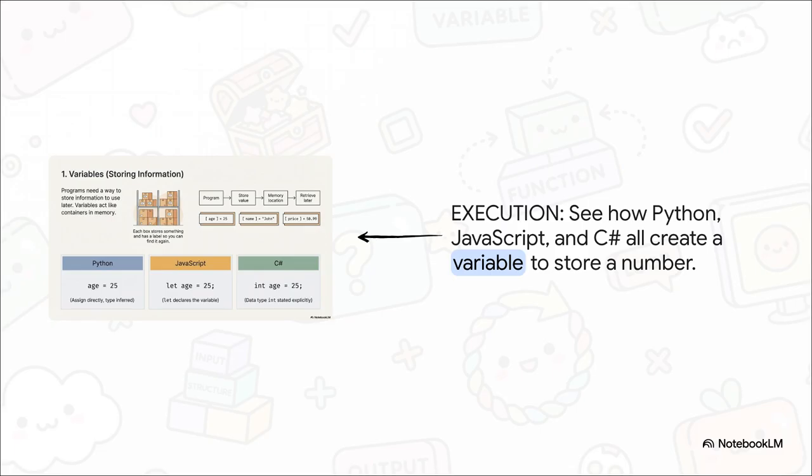Okay, so let's see what this looks like in the real world. Check out these code snippets. In Python, on the left, it's super simple. Age equals 25. Over in JavaScript, you'll see it uses the word let. And then in C#, it's a bit more specific. It says int to tell the computer it's a whole number. See? The syntax is a little different in each one, but the core idea is exactly the same. We're creating a box called age and putting the number 25 in it.